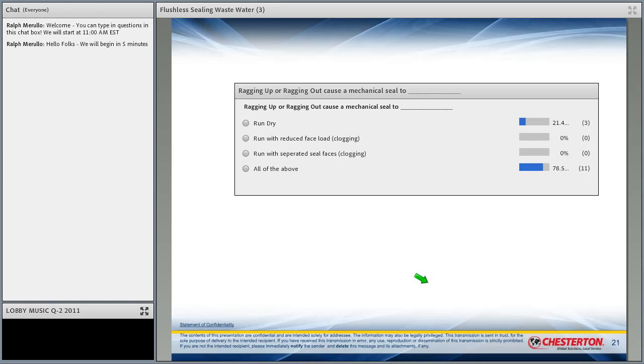The second issue is that fiber will collect around the seal faces and prevent the springs from pushing the faces together. So it will cause reduced face loading. It may actually penetrate the seal faces and cause them to separate. So it's very bad any way you look at it. So you just don't want it to happen. Absolutely. So very good, very good.